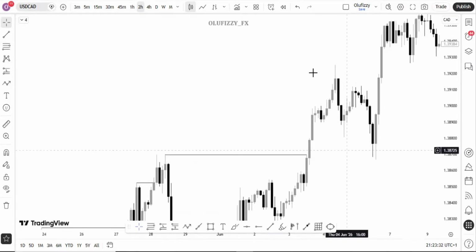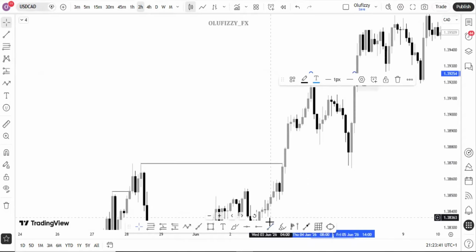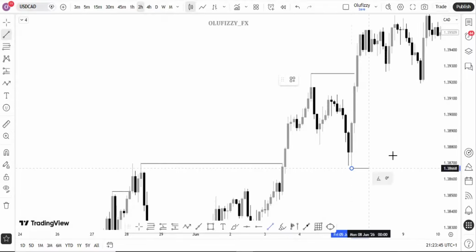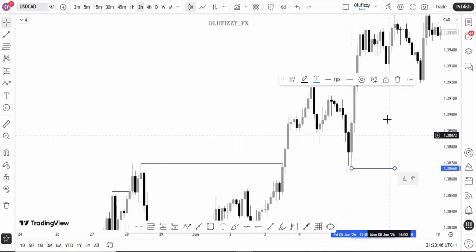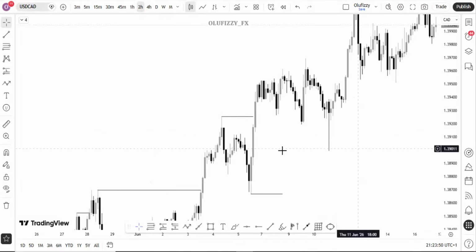So from there, we have this high, we have this low. So break of structure. That's just how you mark your structure. It's the same way you mark it in this bullish market condition, and it's the same way you mark it in a bearish market condition.